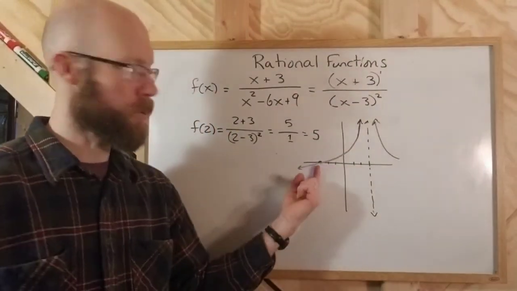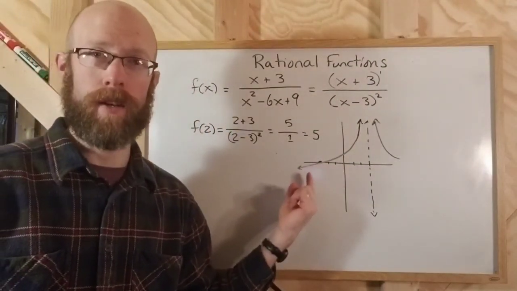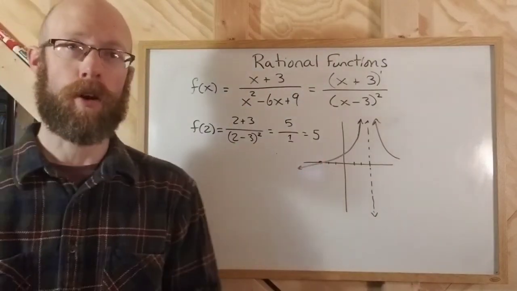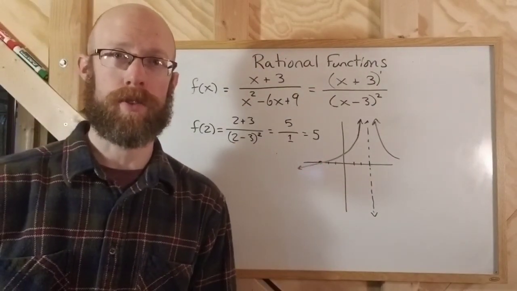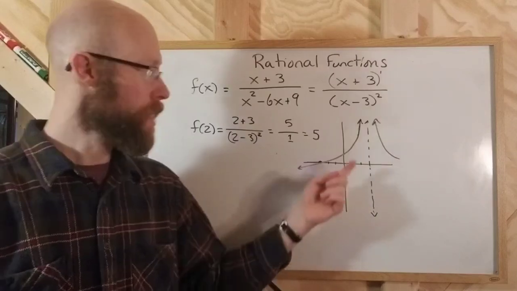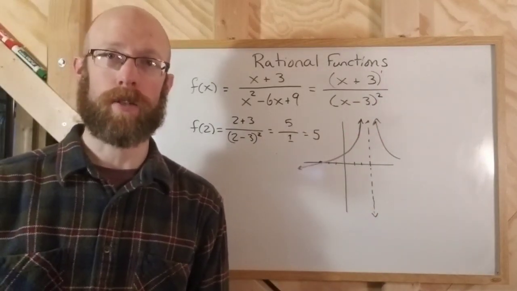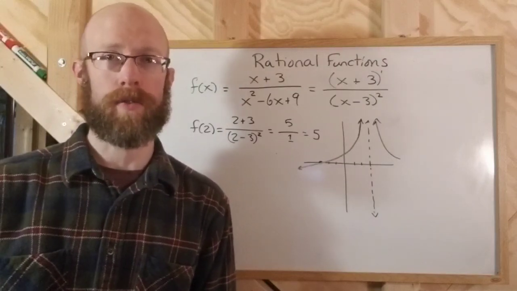So my graph here is probably a bit exaggerated. It would probably flatten out a little bit more, but it's got the right properties to it. It goes through the x-axis and it approaches the vertical asymptote in the same direction, both going toward positive infinity.